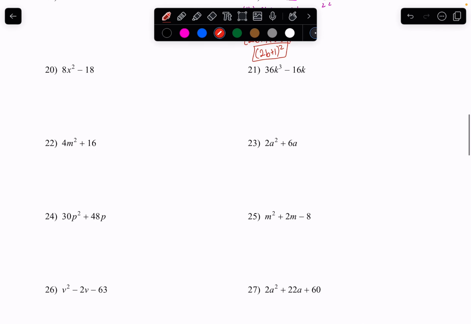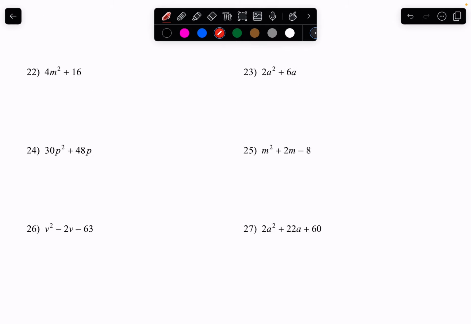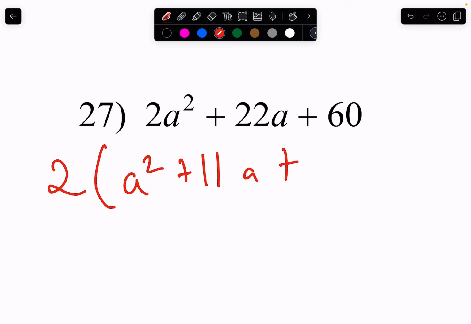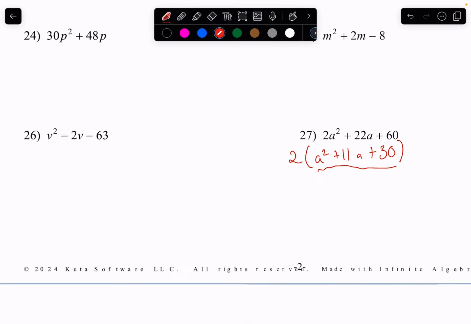All right, let's go ahead and do number 27. So remember, first thing you always look for is a GCF. All right, and we do have a GCF here. We're going to take a 2 out, and we are left with a squared plus 11a plus 30. All right, so go ahead and factor this further. And that's how you would finish that problem up.